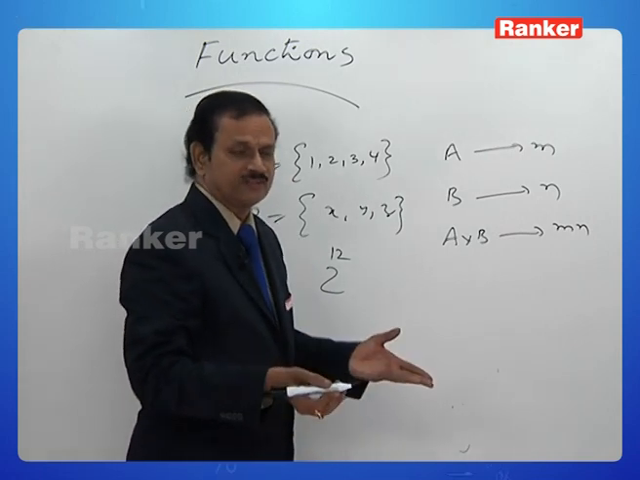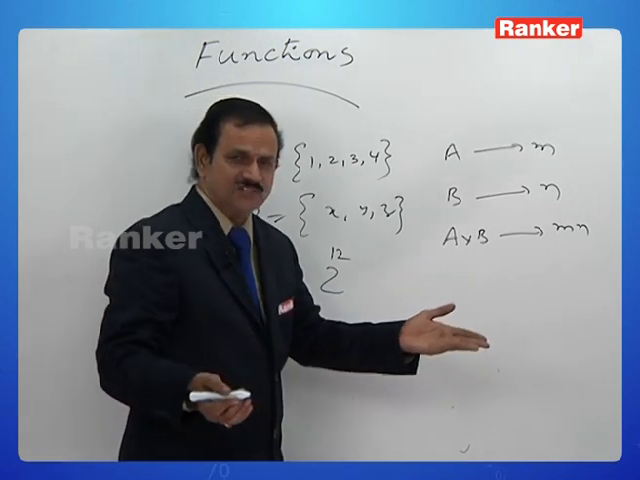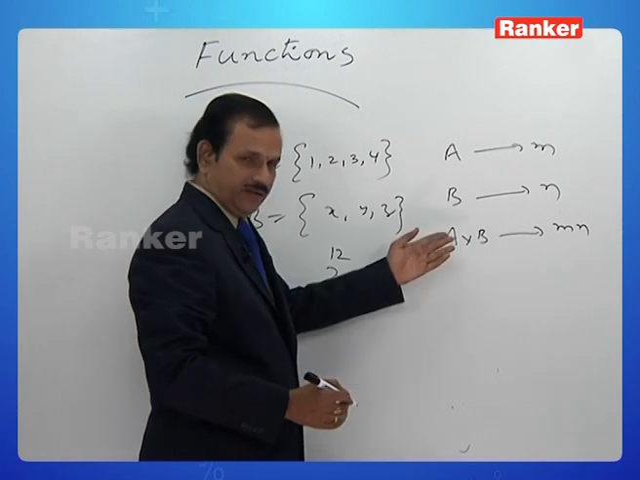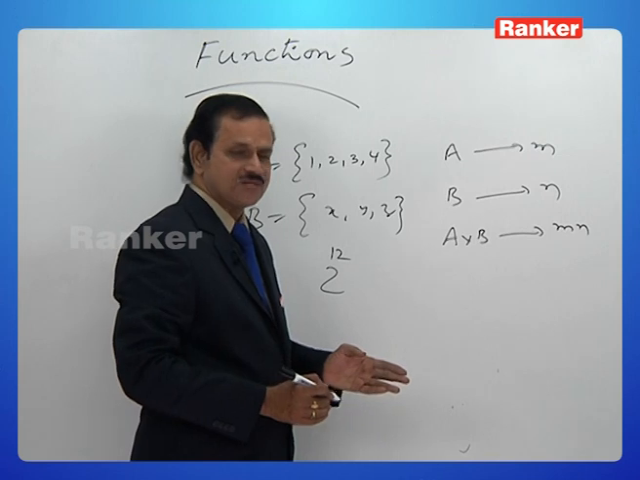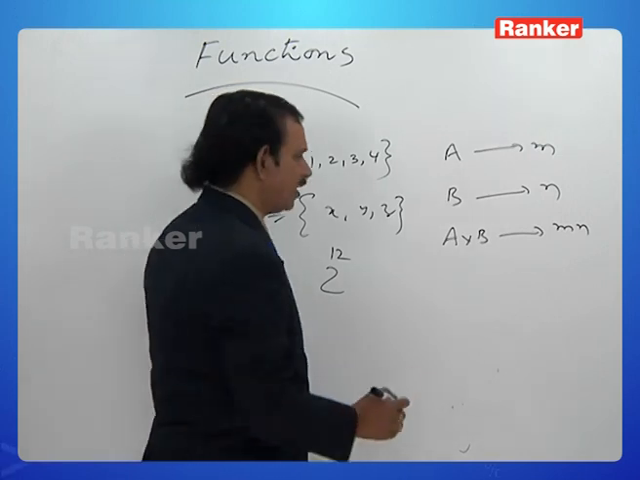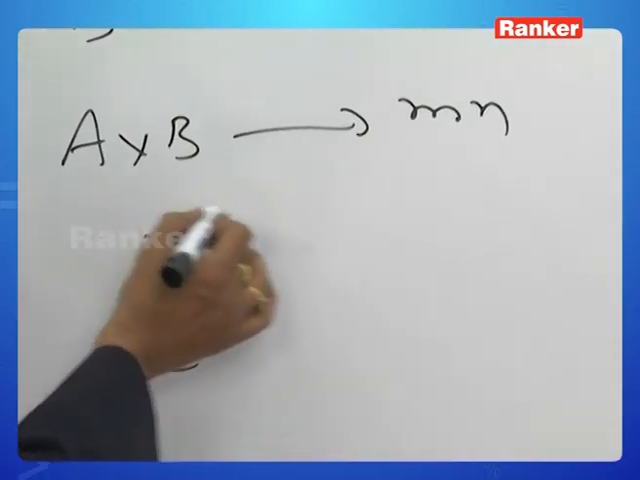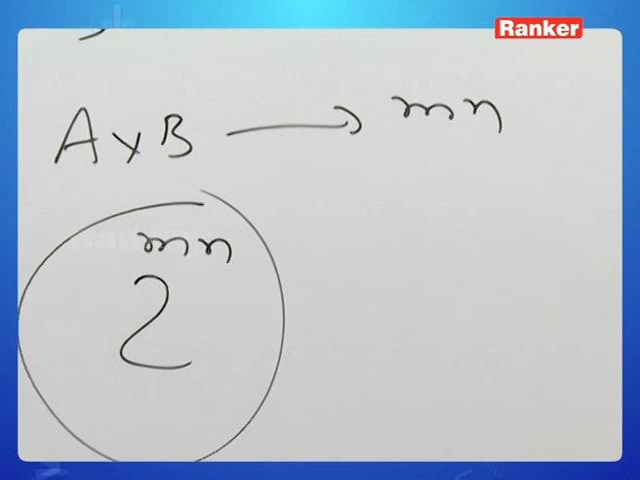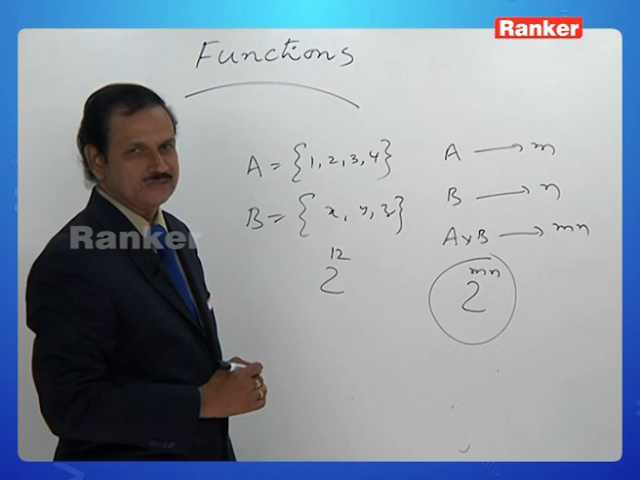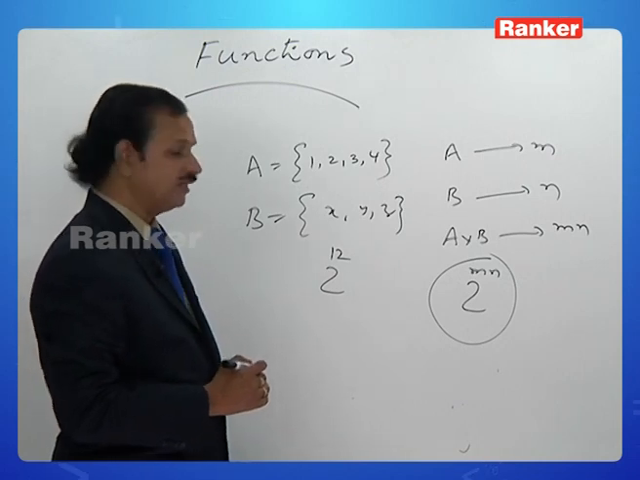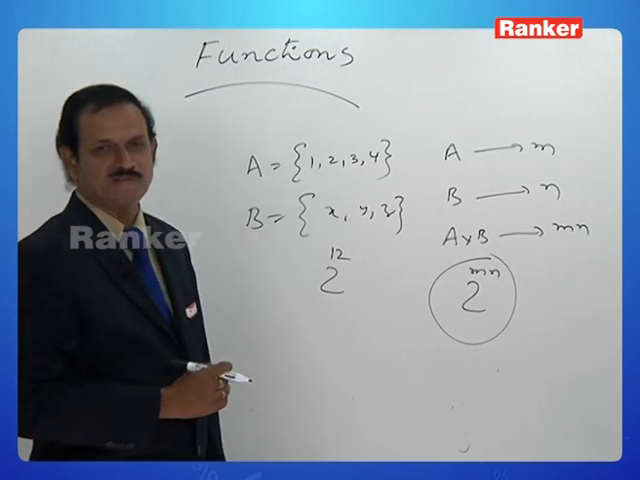How many relations are there? What does that question mean? How many subsets of A cross B are possible? It's very simple. A cross B is a set with mn elements. So, how many subsets are possible to be obtained there? 2 power mn. Therefore, number of relations from A to B is, of course, 2 to the power of mn. m is the number of elements present in A, n is the number of elements present in B. Totally, the number of such relations from A to B is 2 to the power of mn.